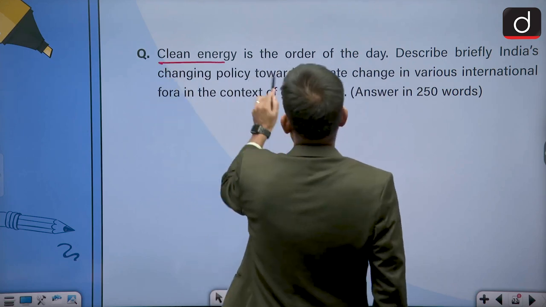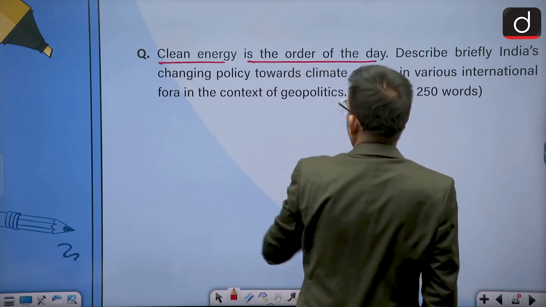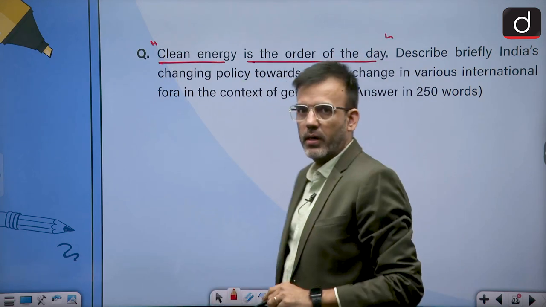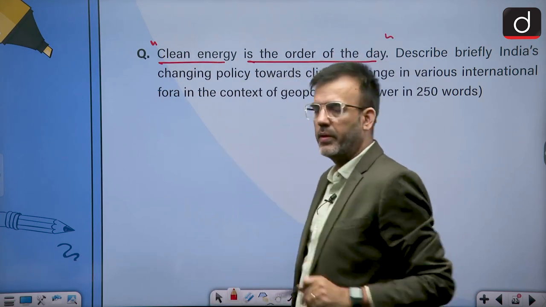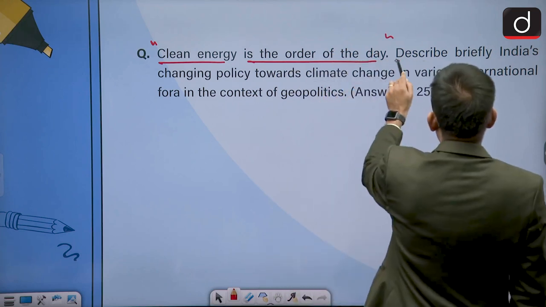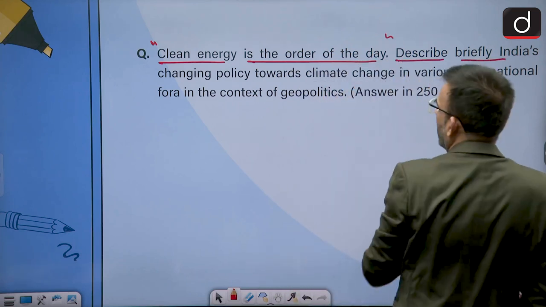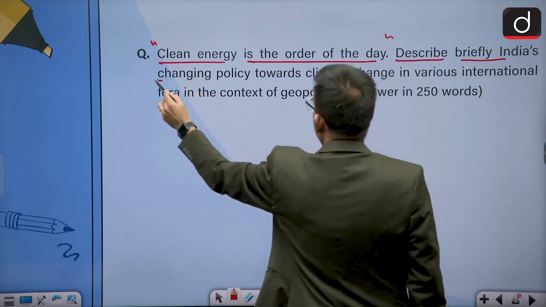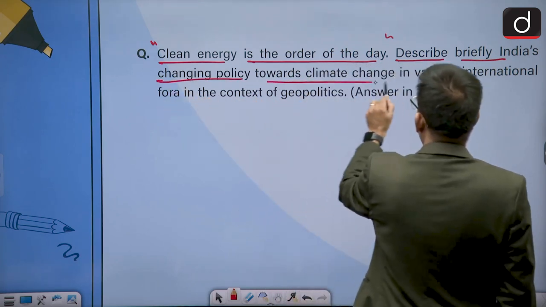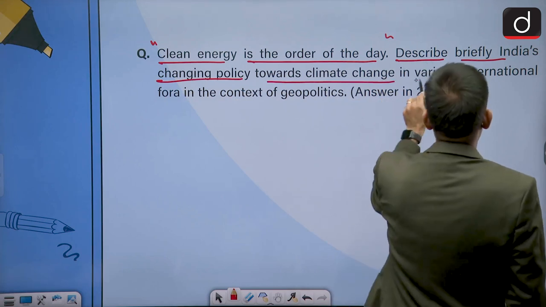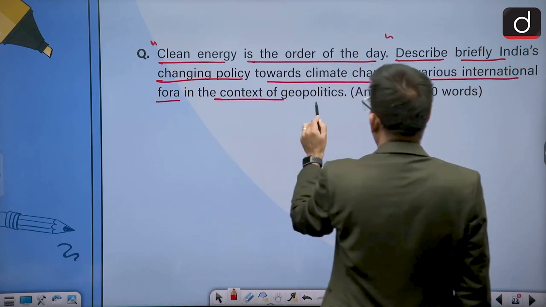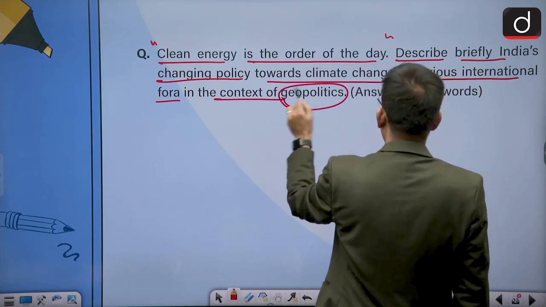Clean energy is the order of the day. Again, just like the first question on Sri Lanka, this is the statement which was given in the beginning. Describe briefly India's changing policy towards climate change in various international fora in the context of geopolitics.